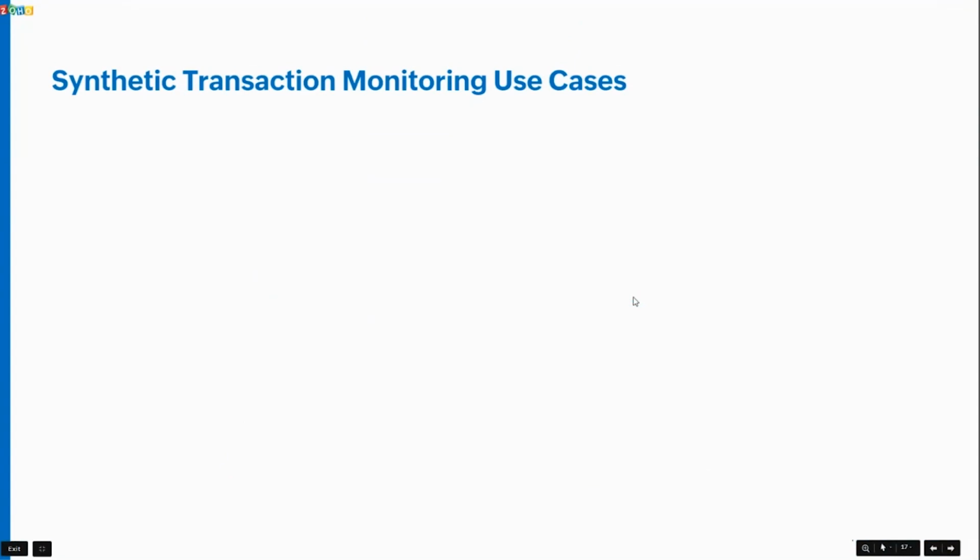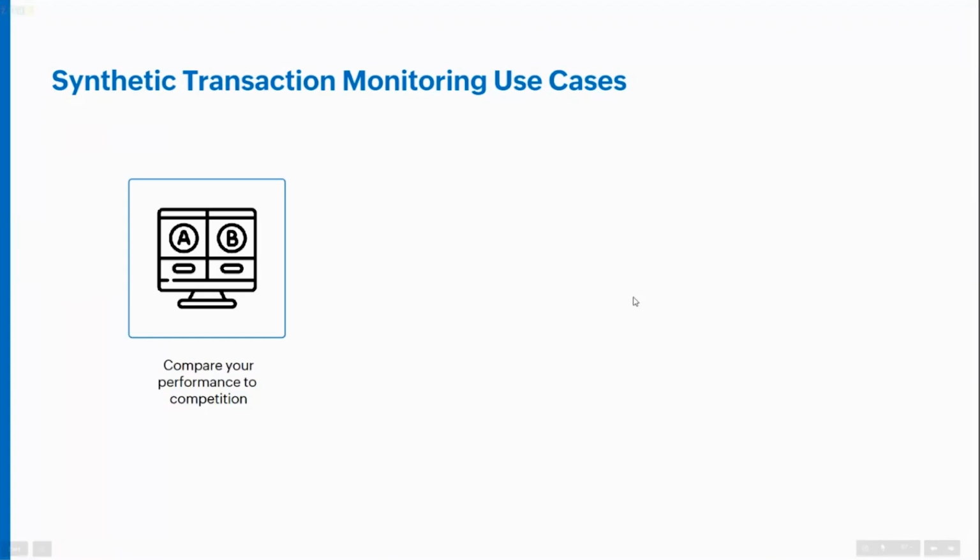So what are the synthetic transaction monitoring use cases? First one, comparing your performance to your competition. With synthetic transaction monitoring, you can set up benchmark scenarios to see how your applications are performing over time. You can also benchmark your company's performance against top competitors within a certain historical time frame or a specific graphical region. This approach will help you establish a strategic outlook and preserve the competitive advantage in the marketplace.